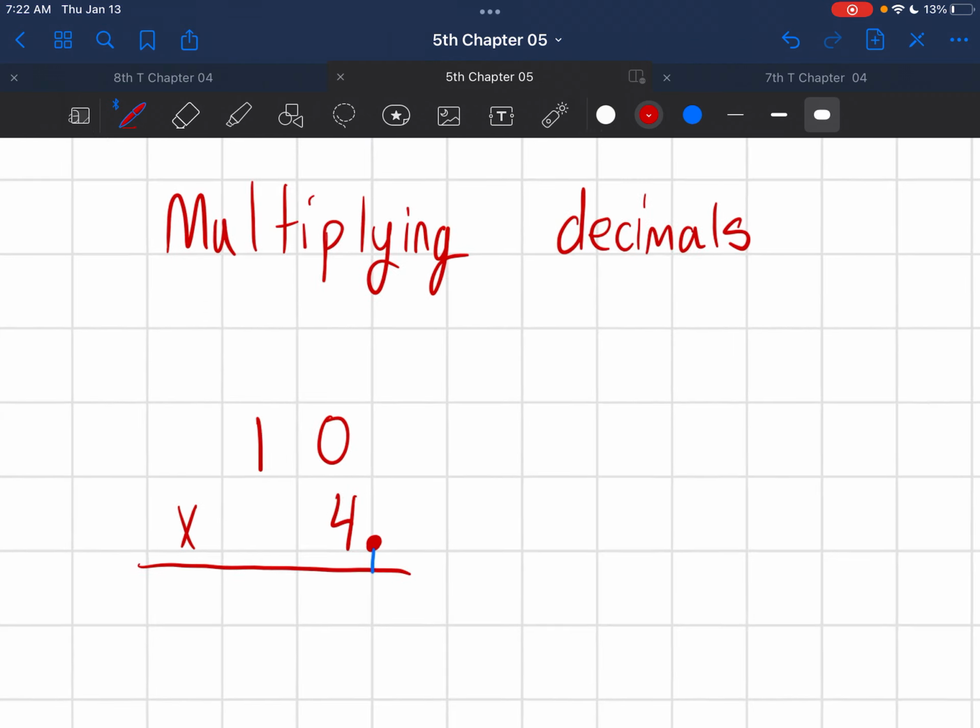So there are some rules when we multiply by decimals. Please make sure you copy all of this down. I will be collecting your notes to see this.